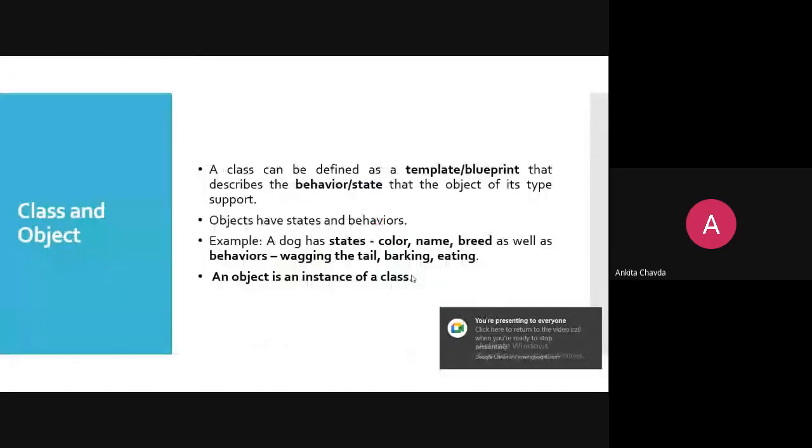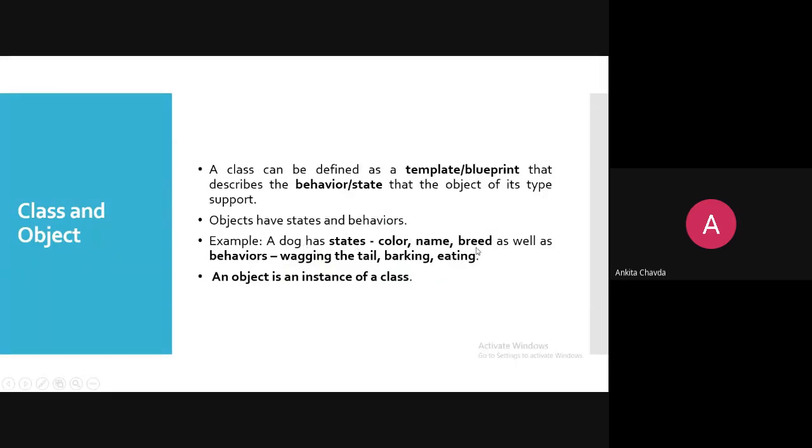So here is the example: a dog has states like a color, a name, a breed, as well as behavior, like wagging the tail, barking, eating. This you can consider as your method. Wherever there is a behavior, behavior means method, and states means your variable. So is this thing clear?